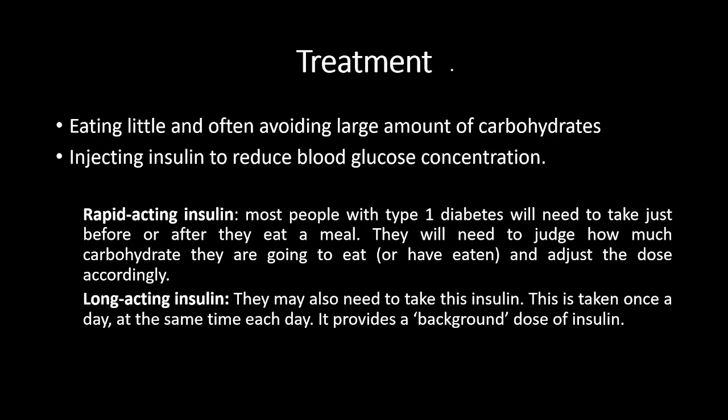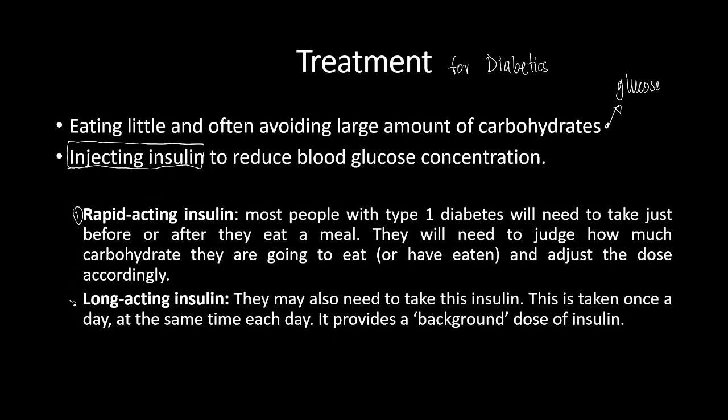Then treatment for diabetes. Eating little or avoiding large amounts of carbohydrate, because you know that it's carbohydrate that eventually breaks down into glucose. So if you maintain a particular amount of carbohydrate intake, you're likely to maintain a constant concentration of glucose in your blood. We also have injecting insulin. Because the cells that produce insulin are no more there, even if you take in lots of carbohydrates and you inject insulin into your body, that will help bring down or normalize blood glucose concentration.